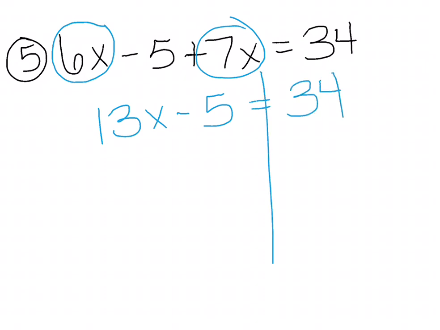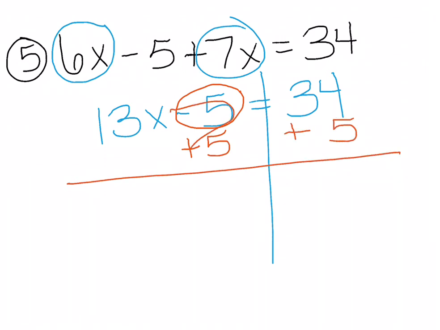Draw my balance beam. Whatever I do to one side, I do to the other. On this one, I see that I need to get rid of everything next to my variable to isolate my variable, so I have a negative 5 here. So the opposite of a negative 5 or a minus 5 is plus 5. So I'm going to add 5 on both sides. This is gone. I'm left with 13x is equal to 39.